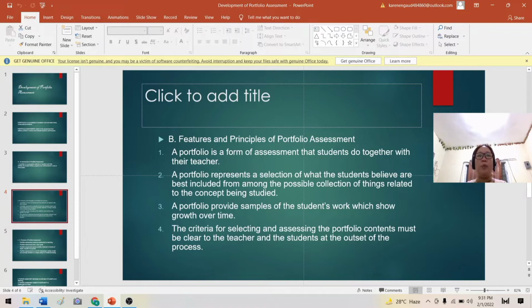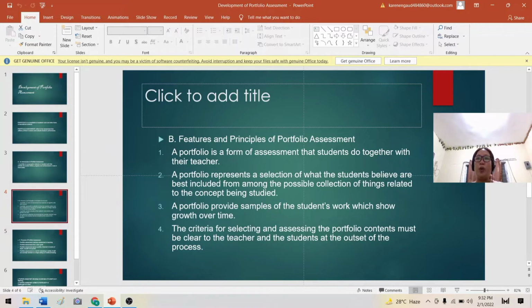Number two, a portfolio represents a selection of what the students believe are best included from among the possible collection of things related to the concept being studied. It is the teacher's responsibility to assist the students in actual choosing from among a possible set of choices to be included in the portfolio.